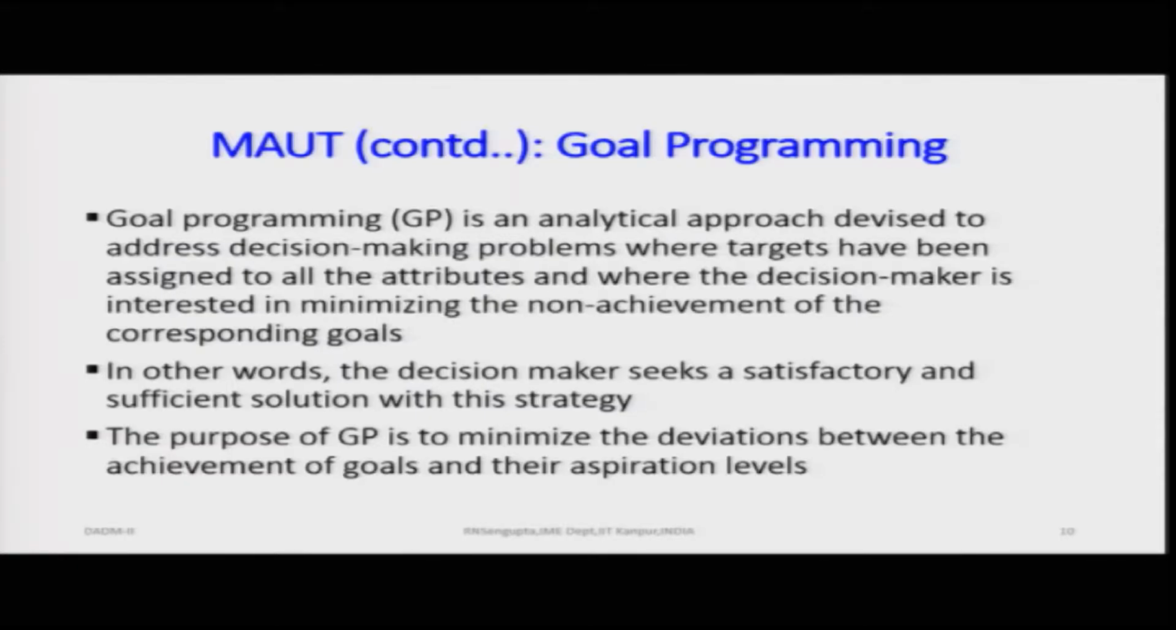So, I want to basically minimize the overall variability of not attaining my goal. So, in other words, the decision maker seeks a satisfactory and sufficient solution with his or her strategy such that there is a minimum probability or chance that the attribute would not be attained. Obviously, you cannot make it 0. If you think that each and every time that attribute level will be attained, that is not true, because there is a perturbation, there is a reliability, there is a probability or there is a dispersion. So, the purpose of goal programming is to minimize the deviations between the achievement of the goals and their aspiration values based on which you can achieve the best set of results.